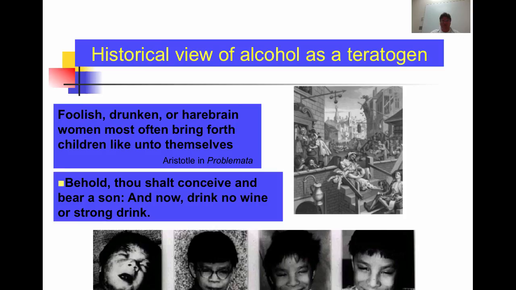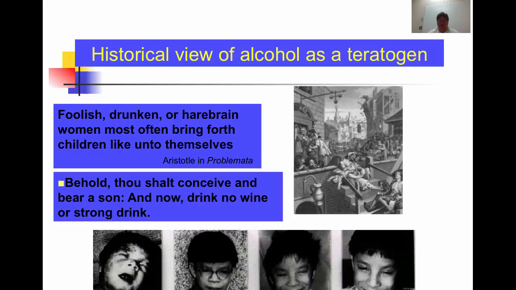So you can see that this is very serious, and alcohol consumption during pregnancy can lead to children being born with fetal alcohol syndrome. This is not a recent medical finding. In fact, as this slide shows you, historically, people have known the effects of alcohol on the unborn fetus for centuries. Even though it wasn't medically proven at the time, Aristotle, in one of his writings, told us that foolish, drunken, or harebrained women most often bring forth children like unto themselves.